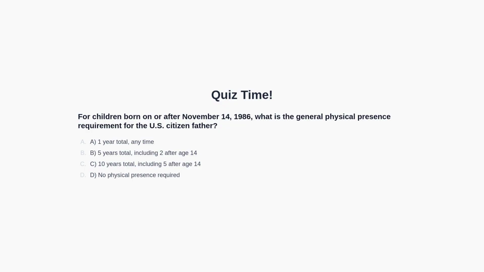Here's a second quick check. For children born on or after November 14, 1986, what is the general physical presence requirement for the U.S. citizen father? Option A, 1 year total at any time. Option B, 5 years total, including 2 after age 14. Option C, 10 years total, including 5 after age 14. Option D, no physical presence required. You may pause the video now to think about the answer. We will discuss the answer in the next section of the video.